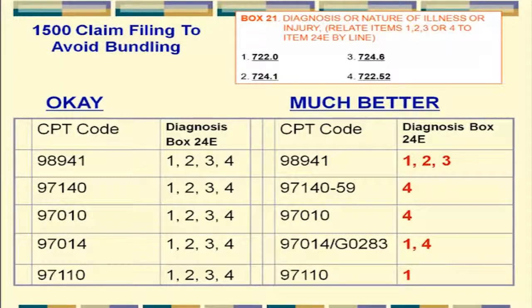For the electrical stim, there are 2 codes. You see them on your screen. That's going to the neck and the lower back, and the therapeutic exercise is just on the neck. So that's how you diagnosis point. I recommend you try to do it.